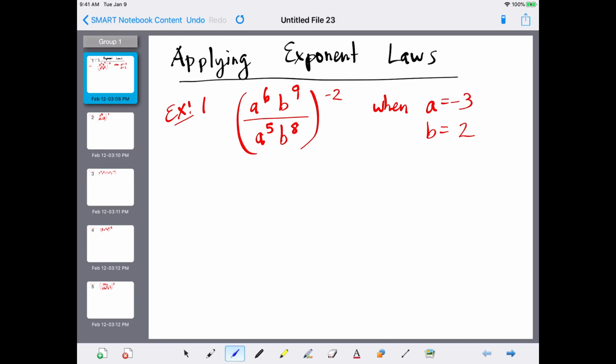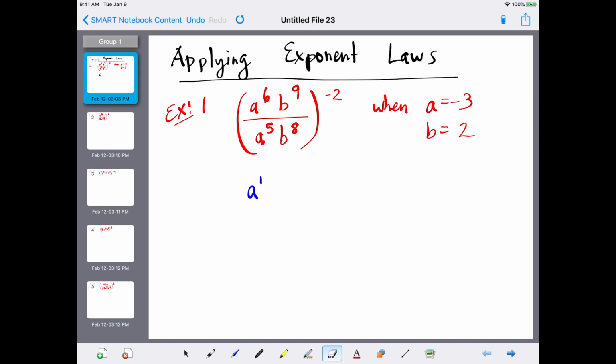So looking at example number 1, we have an expression here. There's a couple different ways you could approach this. What we're going to do here first is simplify what's inside the brackets first. So I'm going to look at the bases of a first. We have an a to the 6 on top and an a to the 5 in the denominator. We know when we're dividing, we subtract the exponents. So 6 subtract 5 is just going to be equal to 1. So we're going to have a to the 1. You don't have to write 1.